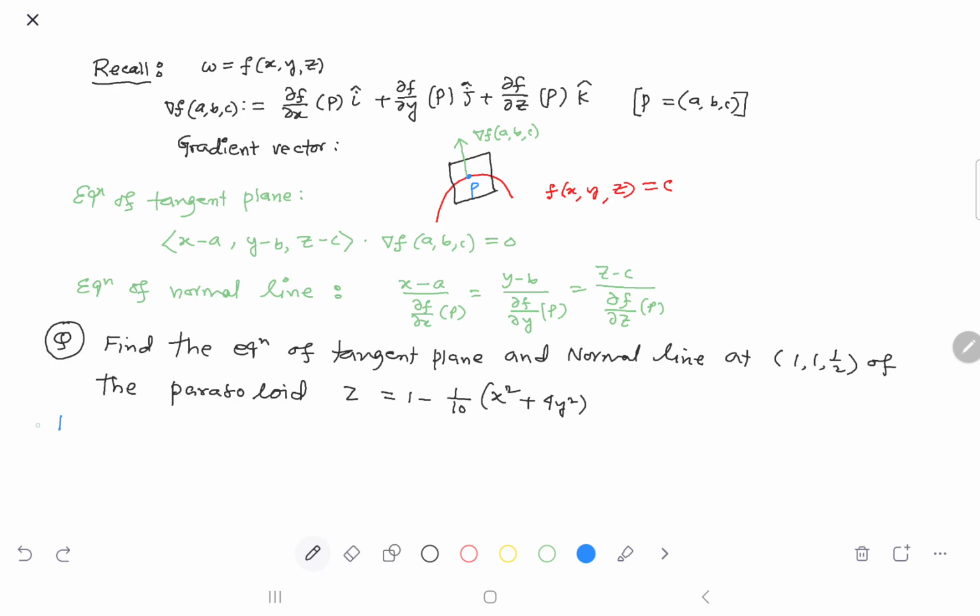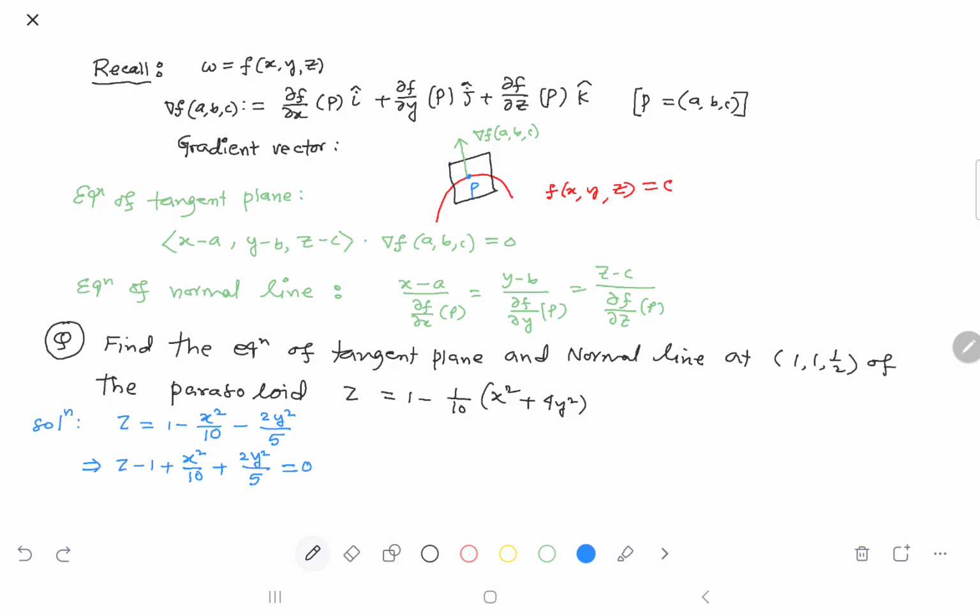So here is the solution. z equals 1 minus, I'm just distributing 1 over 10 to both terms, so you get x squared over 10 and then minus 2y squared divided by 5. Now take everything to the left hand side. So z minus 1 plus x squared by 10 plus 2y squared by 5 equals 0.